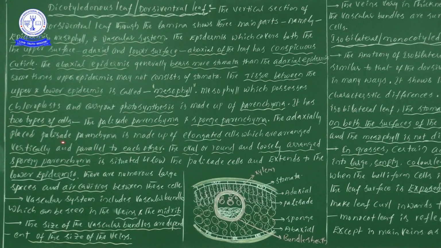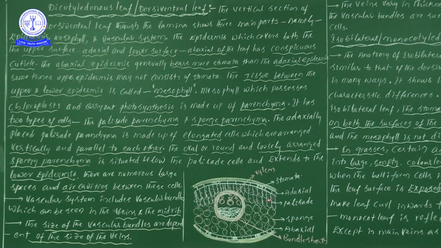So adaxially placed palisade parenchyma is made up of elongated cells which are developed vertically. Listen carefully again: adaxially placed palisade parenchyma, what tissue is present towards the adaxial epidermis. The author has written like this, that adaxially placed palisade parenchyma is made up of elongated cells. Once you see the cells, there is some elongation and some enlargement in the cells. Here these cells are spherical, but here these cells are elongated, and arranged vertically.